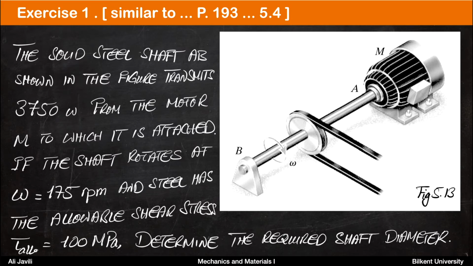The first exercise in this lecture is similar to problem 5.4 on page 193 of the book. The solid steel shaft AB shown in the figure transmits 3750 watt from the motor M to which it is attached. So you have the motor here, motor M, with the power 3750 watt, and the shaft AB attached to that transmits the power from motor to the gear or to the pulley here.